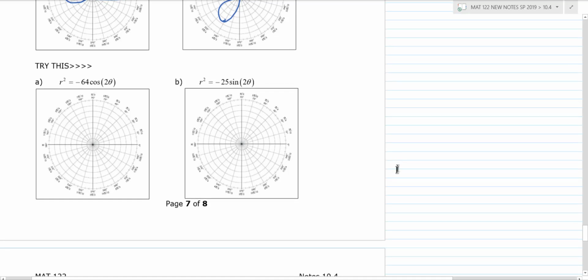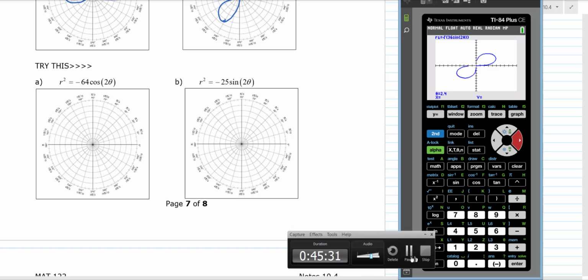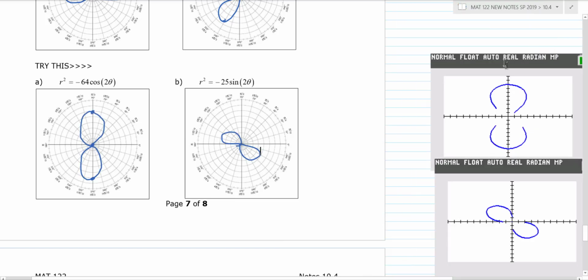Right, so do the next two. Just do these on your calculator. Just get a rough graph on these. Okay, so this is what you should have.